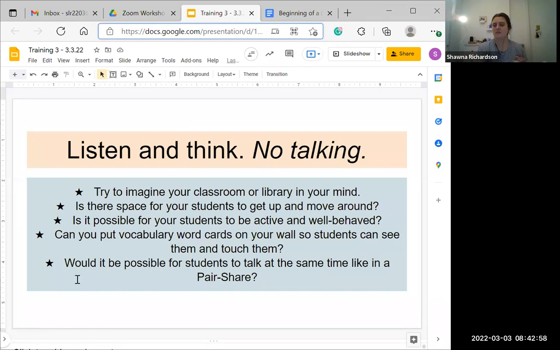Also think about, would it be possible for your students to talk at the same time? When we introduced a pair share, all your students will be talking in partners, but that means it will get loud because everyone's talking. So is it possible for them to talk at the same time? Or do you like to have one student go at a time? All right, so be thinking about these questions, imagining your classroom if these things are possible.